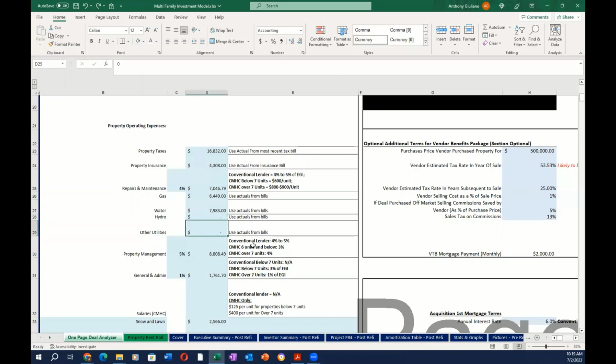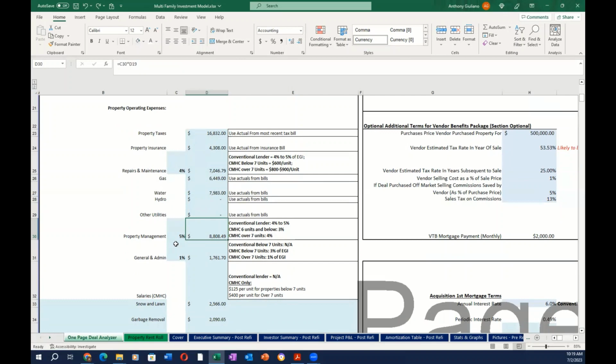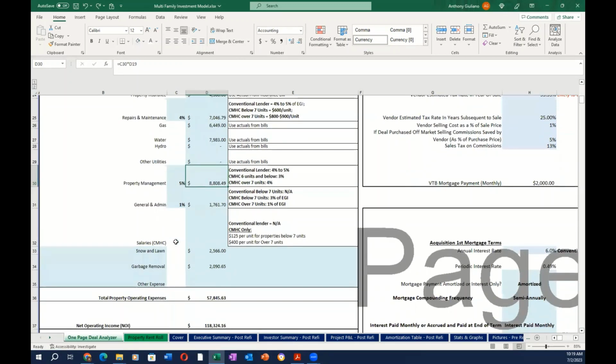And then there's a section here for other utilities that you may need to enter in, which again will be pulled from the bills. Next, we have a property management expense. Conventional lenders will underwrite you around 4 to 5% for property management, CMHC anywhere from 3 to 4%. However, you may want to enter in a bit more of a buffer in property management to align with the conventional lender, or the lender that you're going to be going with on the acquisition over here.